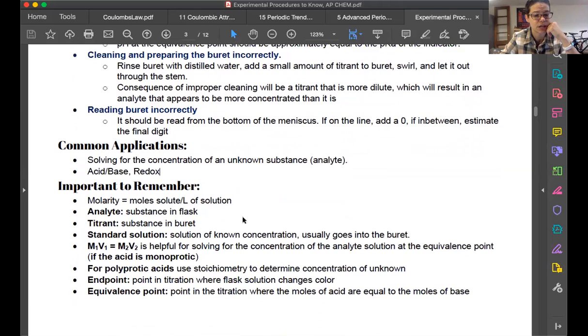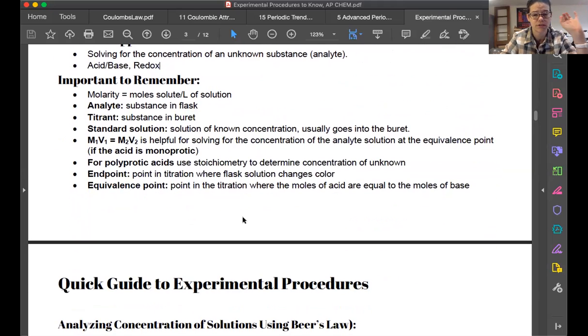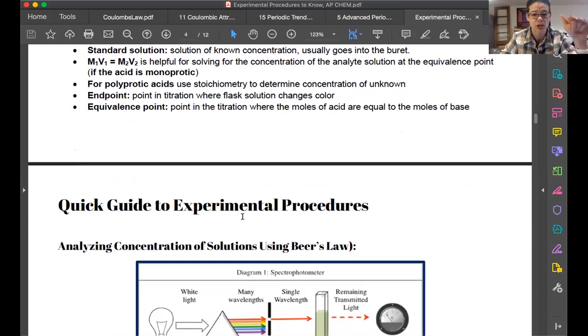Definitions, all sorts of stuff there. So if you don't remember the titration experiments that we did, go back and look at that.